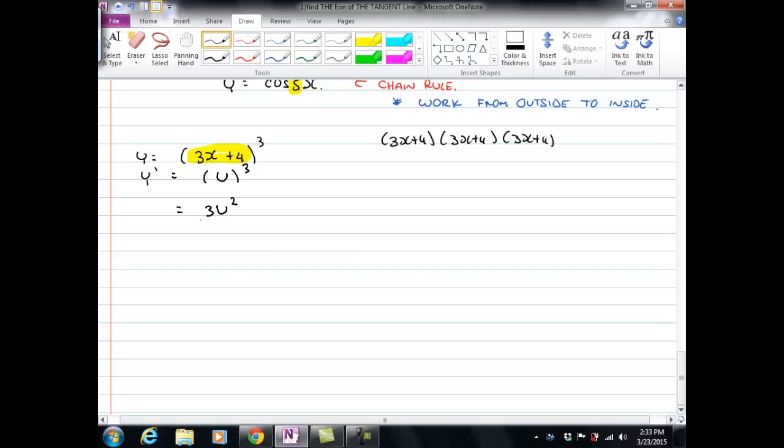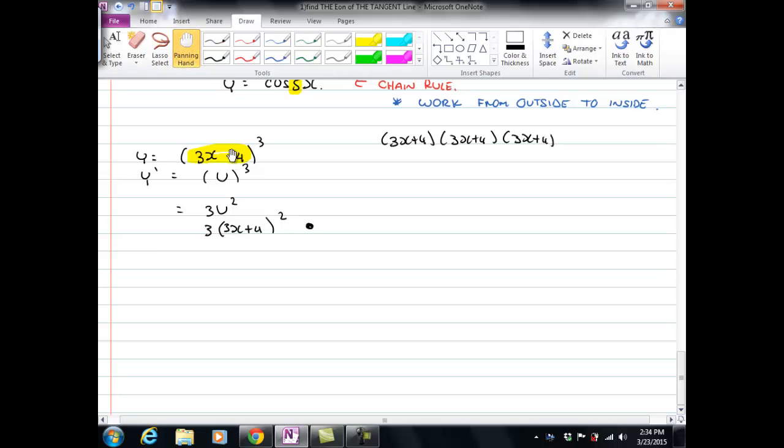Here's the catch: I'm not working with u, I'm working with x. So I can rewrite this as 3 times (3x plus 4) squared. Then we've got to multiply. Here's the last trick: work from outside in. I worked with the 3 already. Now I'm going to work with the inside, the bracket.